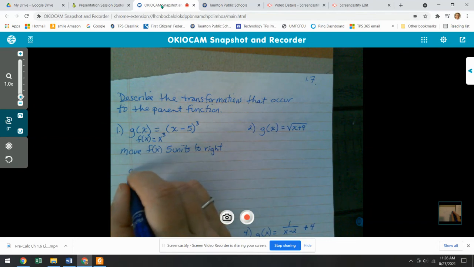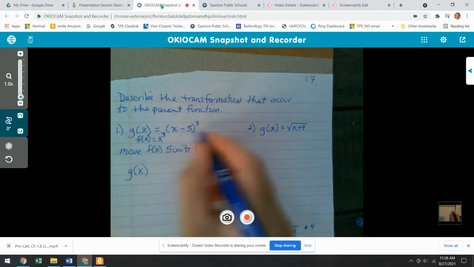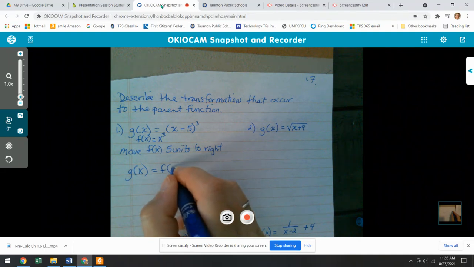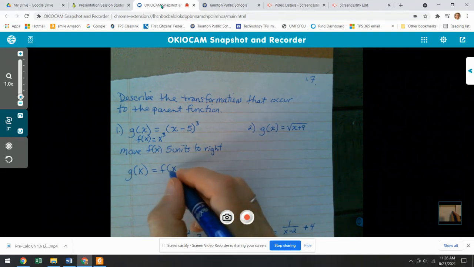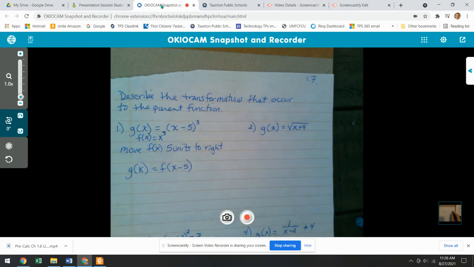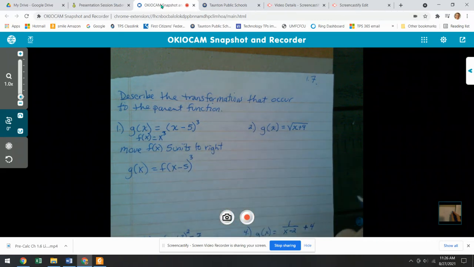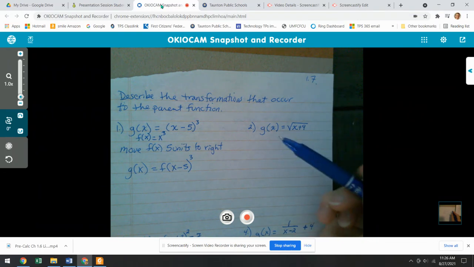And what we could say, we could write it like this. This equation takes our parent function, sorry, kind of spaced out, and moves it to the right. So that's another way that we could do that. That's it for number 2.